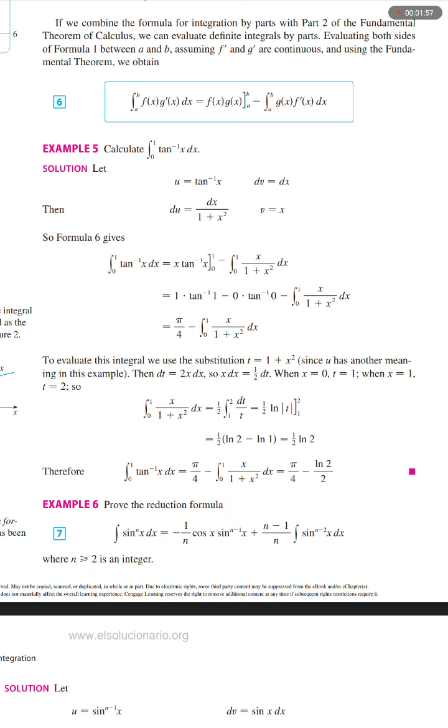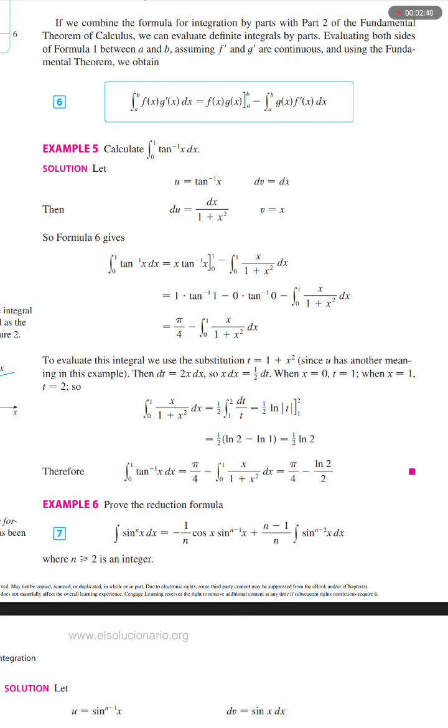When x equals 0, t equals 1. When x equals 1, t equals 2. So the integral from 0 to 1 of x over 1 plus x squared dx equals 1 half the integral from 1 to 2 of dt over t, which equals 1 half the natural log of t on the interval from 1 to 2, which equals 1 half open the natural log of 2 minus the natural log of 1 close, which equals 1 half the natural log of 2.